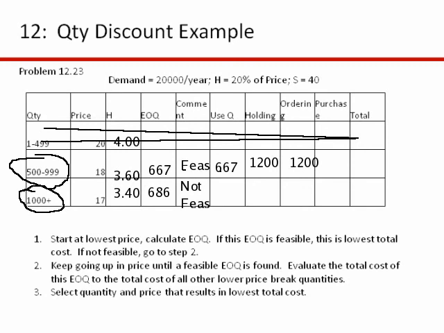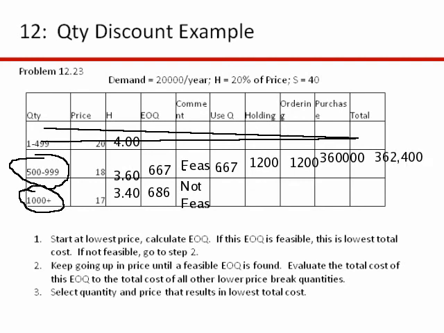Now the purchase cost is going to be the price, which is $18 times the demand, which is 20,000. So the purchase cost is going to be $360,000. And so our total cost is going to be the $360,000 plus the $2,400, so $362,400. And I'm going to put that right here.